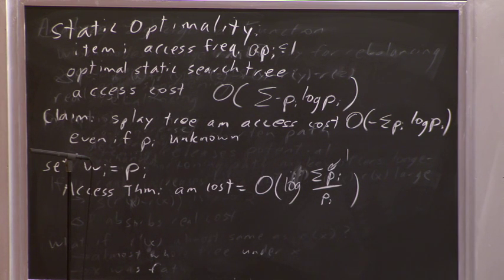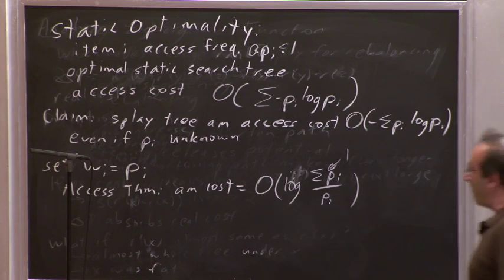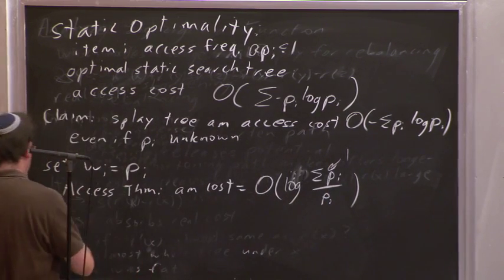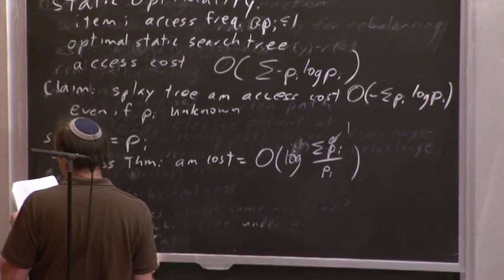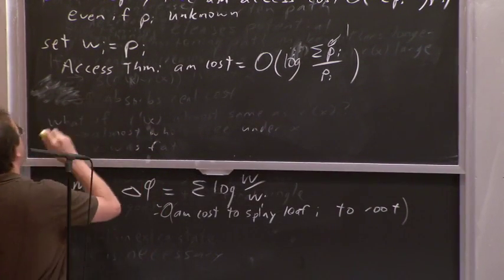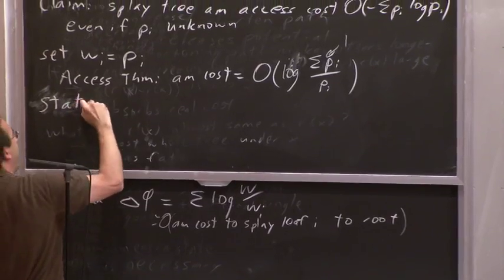Okay. Let's try another one. Another trick that you might try to do in practice is keeping around what's called a finger. So this is the static finger theorem.